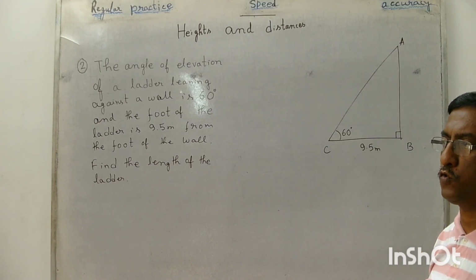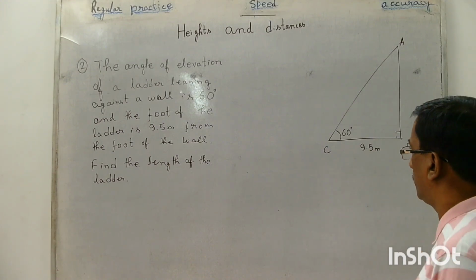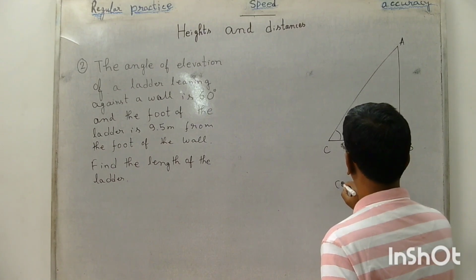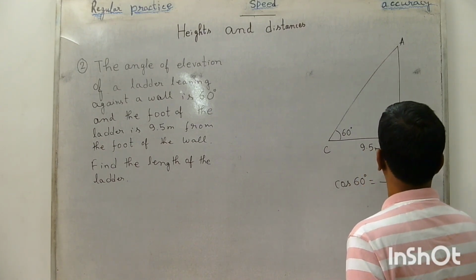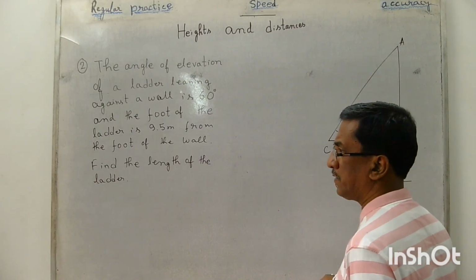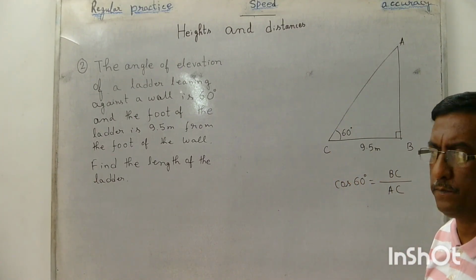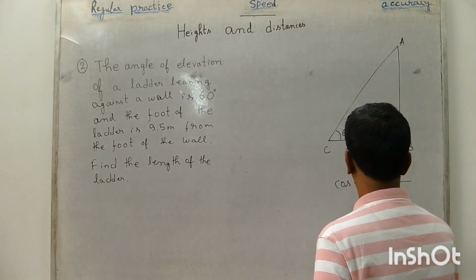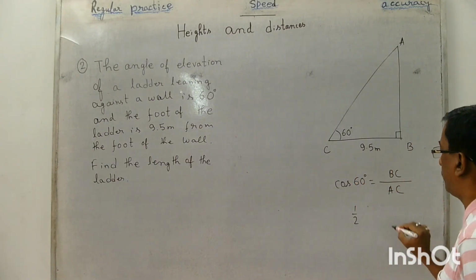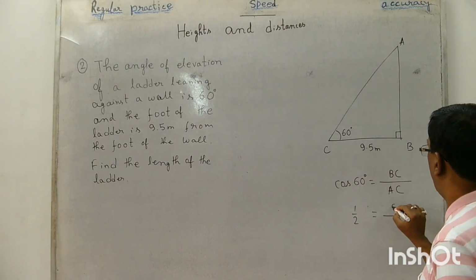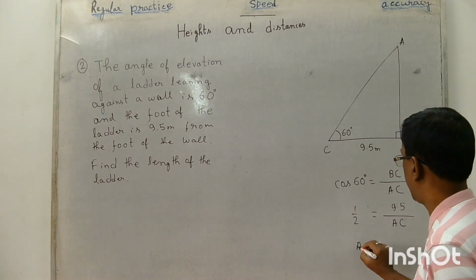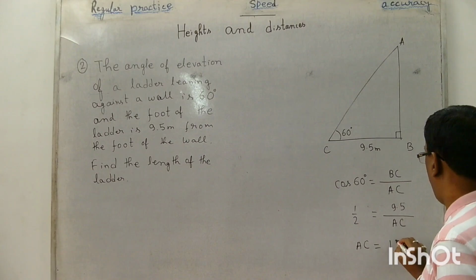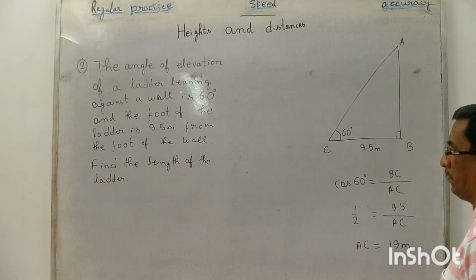Cos theta equals base by hypotenuse. So cos 60 degrees equals base by hypotenuse. Cos 60 means sin 30. This is half. So half equals 9.5 by AC. So AC equals 19 meter.